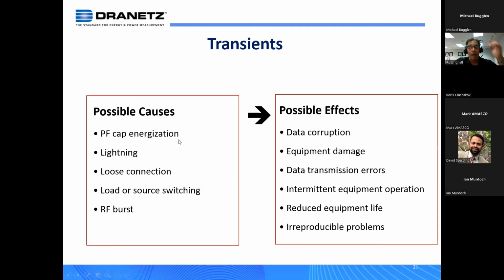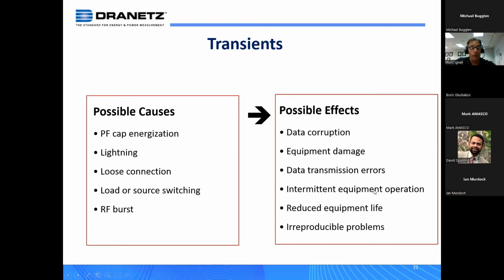So again, a positive transient may blow something up, a negative transient may lock something up, may be the kind of the cause and effect. So again, loose connections, load sources switching in or out, RF bursts, they're actually known to be induced into power systems. Well, what are the possible effects? Well, a lot of things can happen. Data corruption, so communication systems can be interrupted. Equipment damage, and I mentioned blowing things up and locking things up, depending upon if it's a positive or a negative transient. Related to the data corruption or data transmission errors.